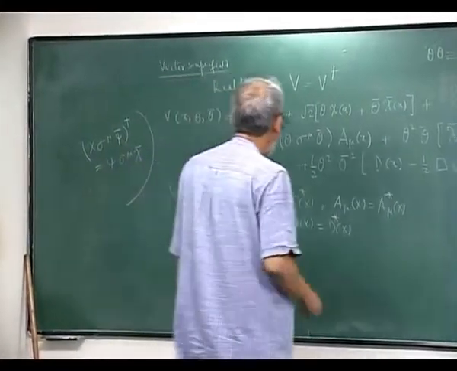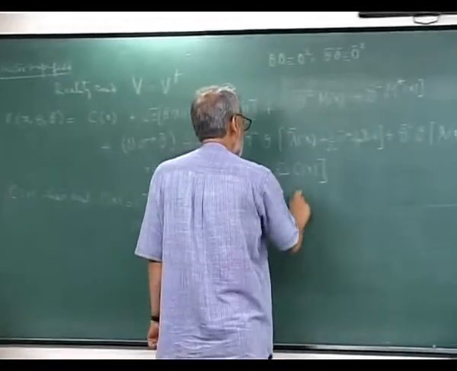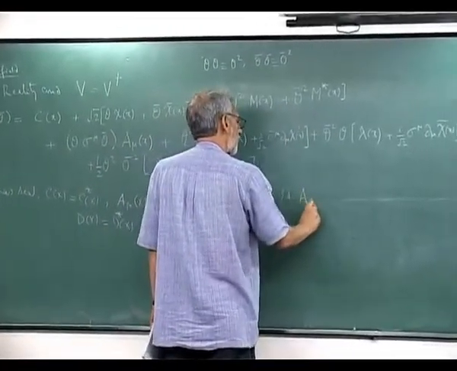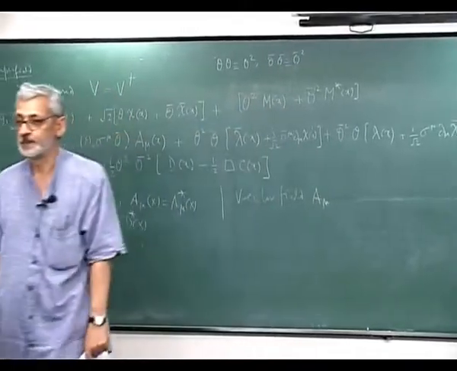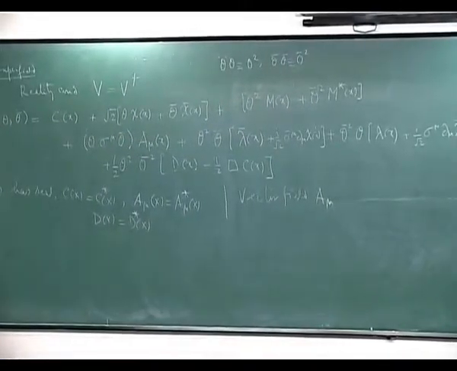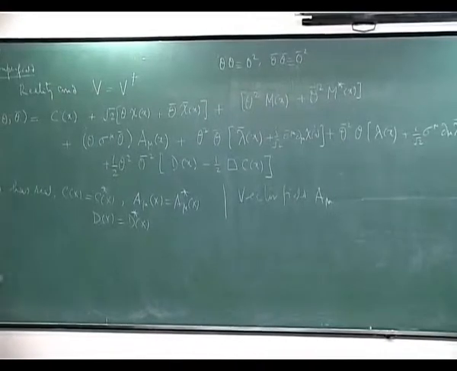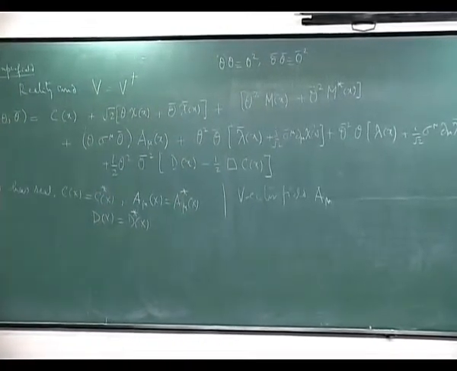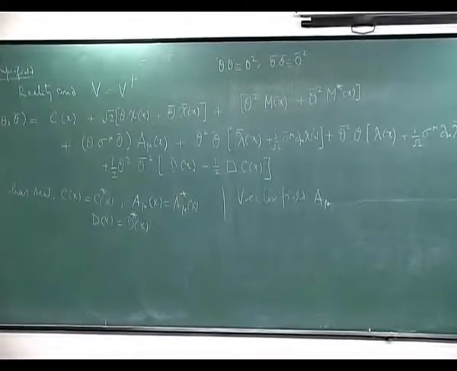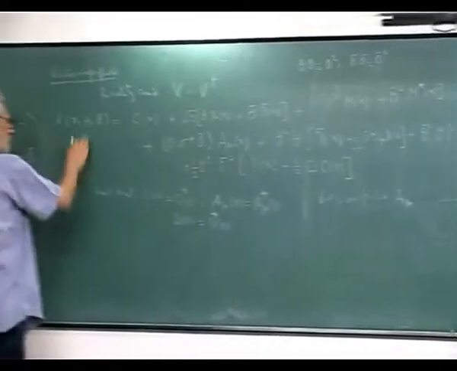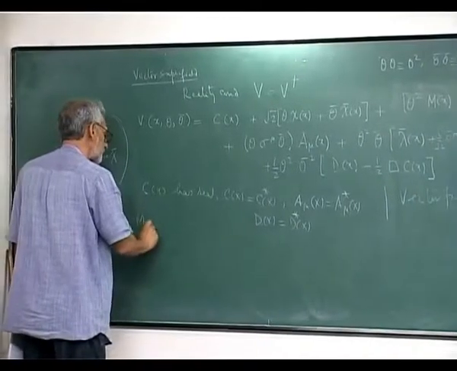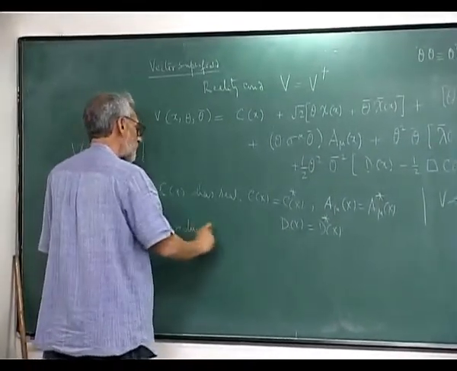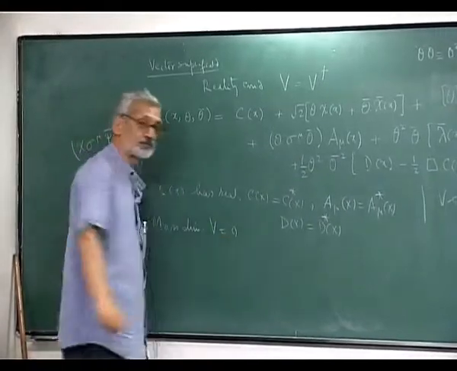Now this object is called a vector superfield because there is a vector field A mu in this. It has, in addition to a vector field, so many other components. The mass dimension of this vector field, in this definition, we choose the mass dimension of V to be 0.